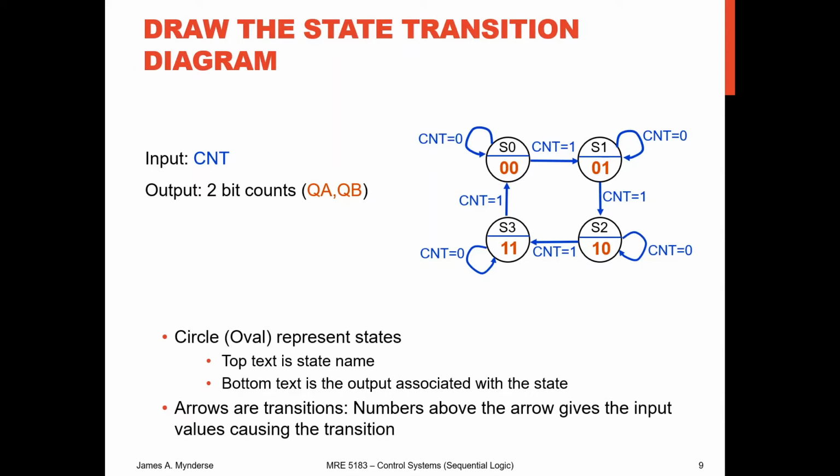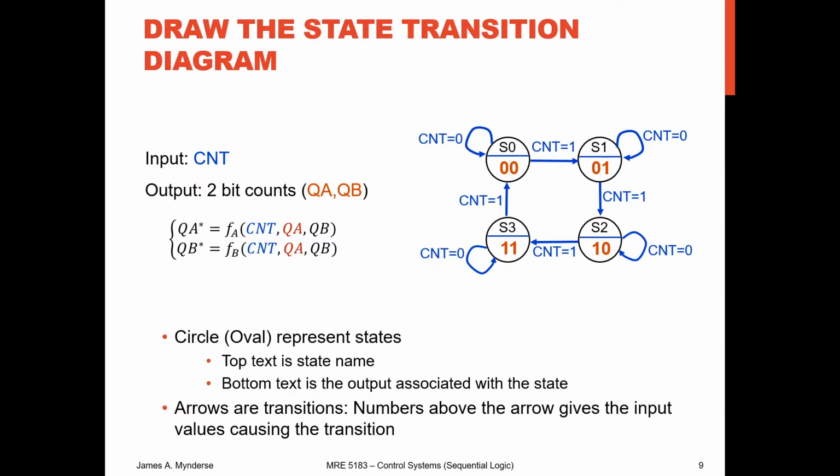Because this is a Moore machine, the inputs don't affect the output directly. The only thing that directly affects the output is the state that you're in. So there is our state transition diagram. That's not too difficult. So we can write this out as saying that our next states, QA star and QB star, are functions of the count and the current states, QA and QB.